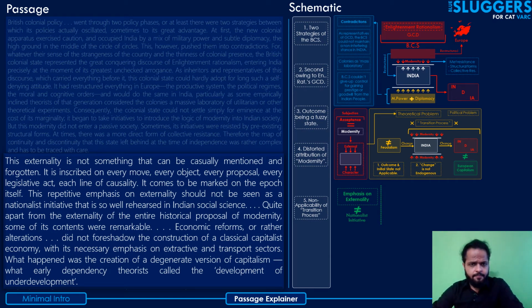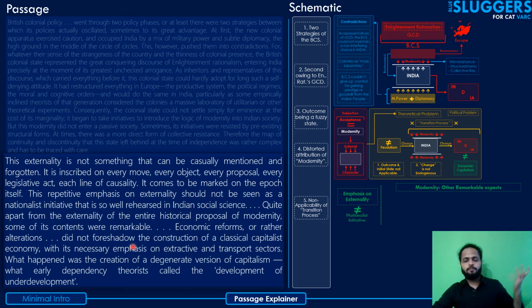So next he says, quite apart from the externality of the entire historical approach, historical proposal of modernity, some of its contents were remarkable. Okay, so what he means to say here is that apart from this whole idea of a proposal of the logic of modernity having an external character being applied from the outside, there are some other aspects of modernity which are worth considering. But guys, he has not used the word remarkable here in a positive connotation. The word remarkable is usually used in a positive connotation.